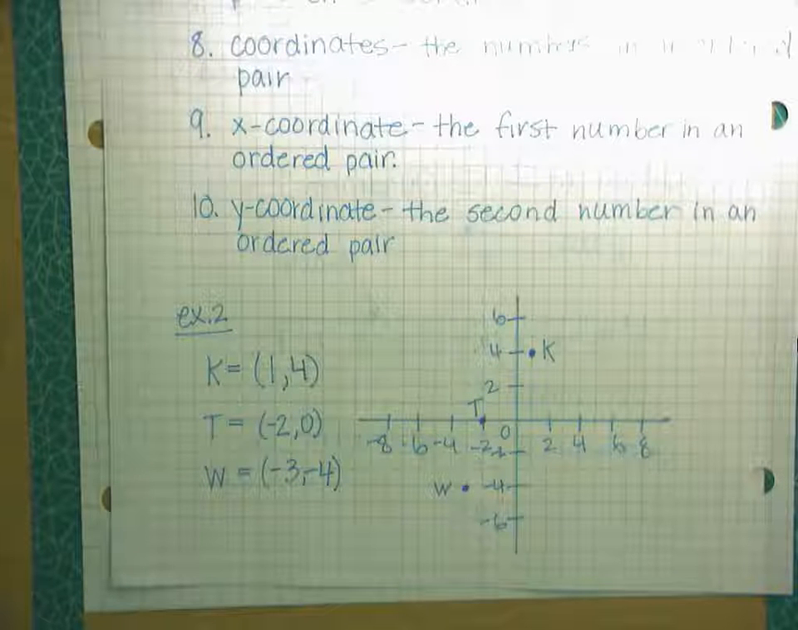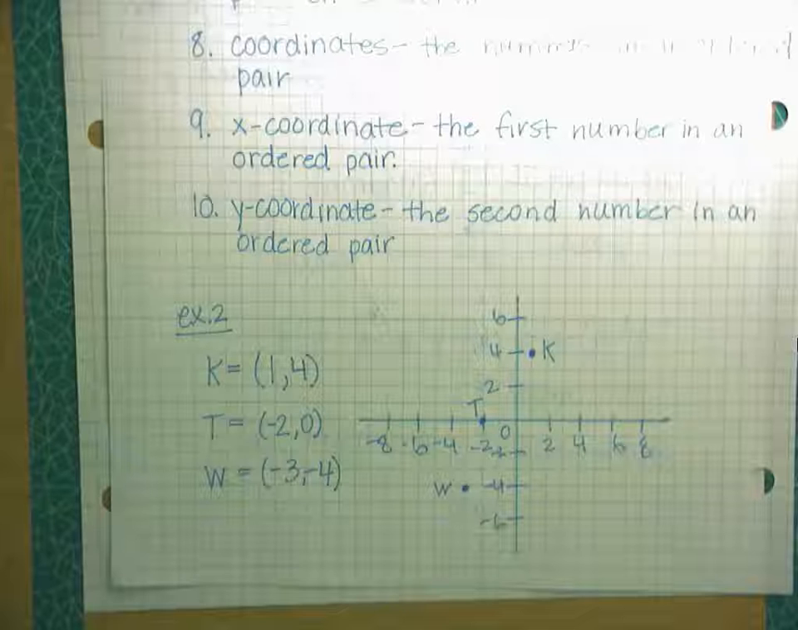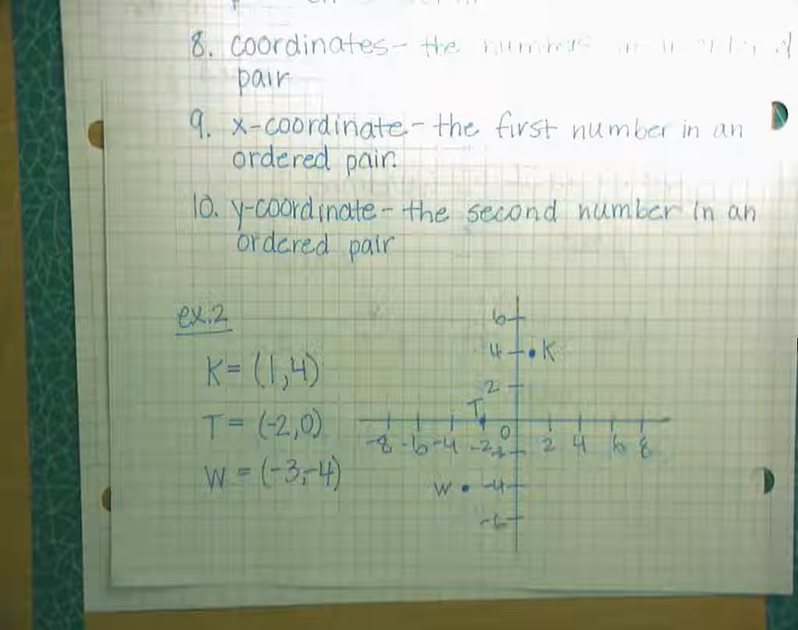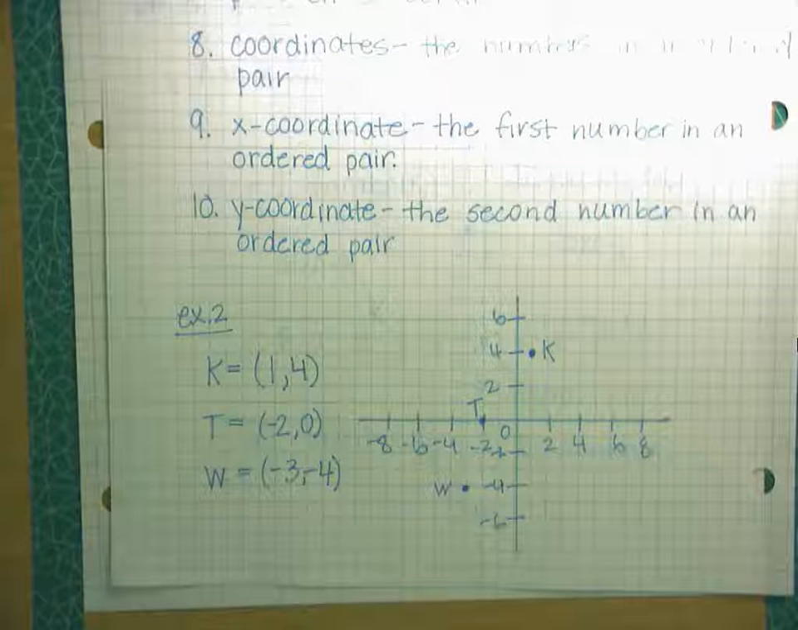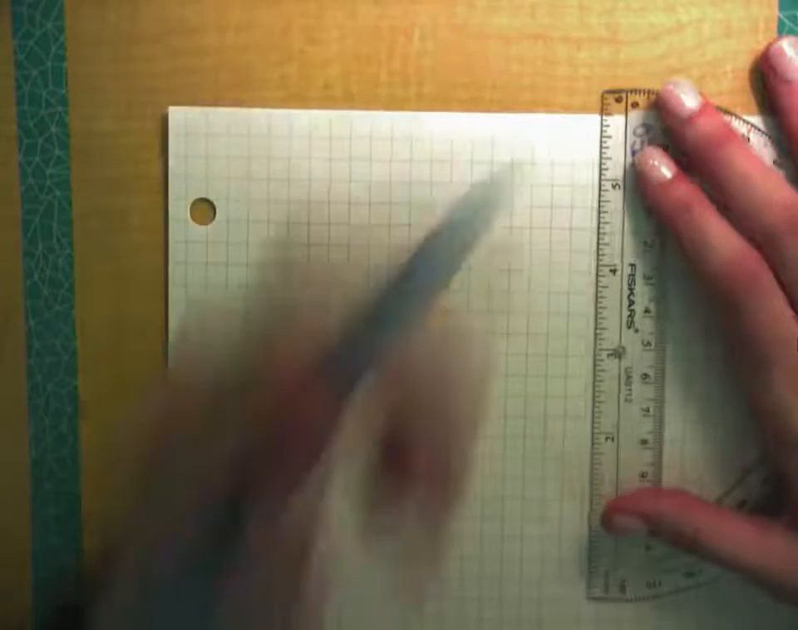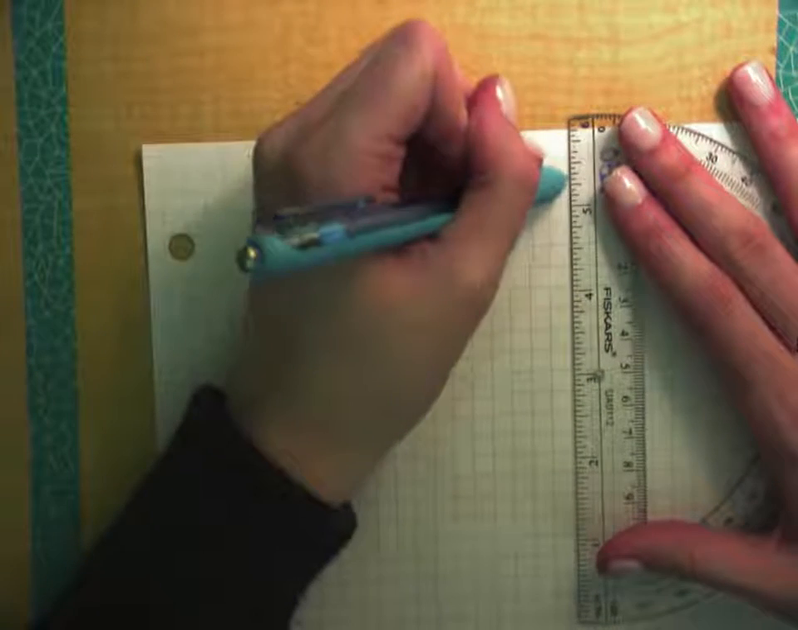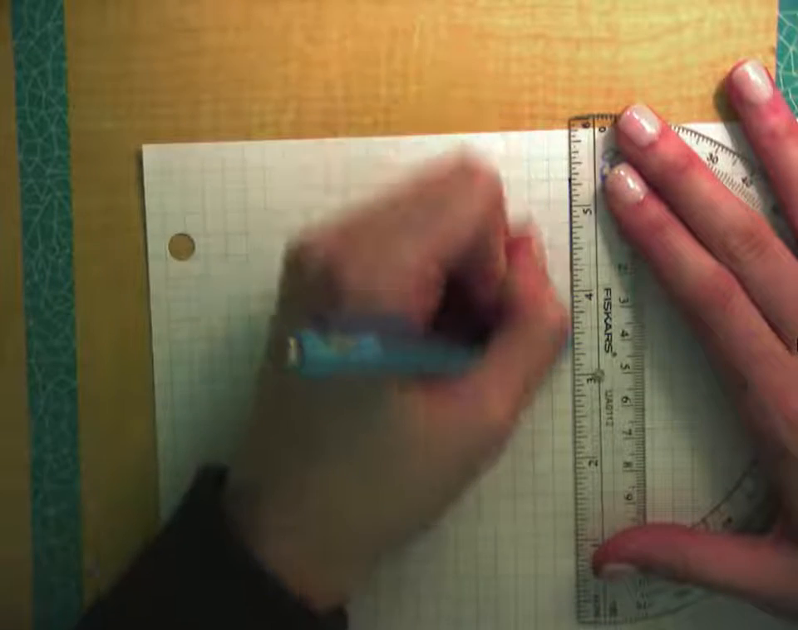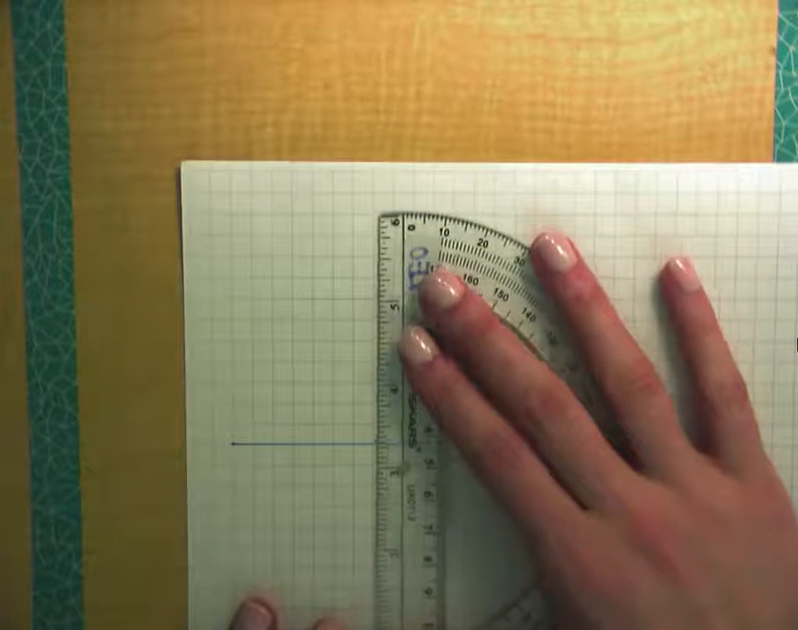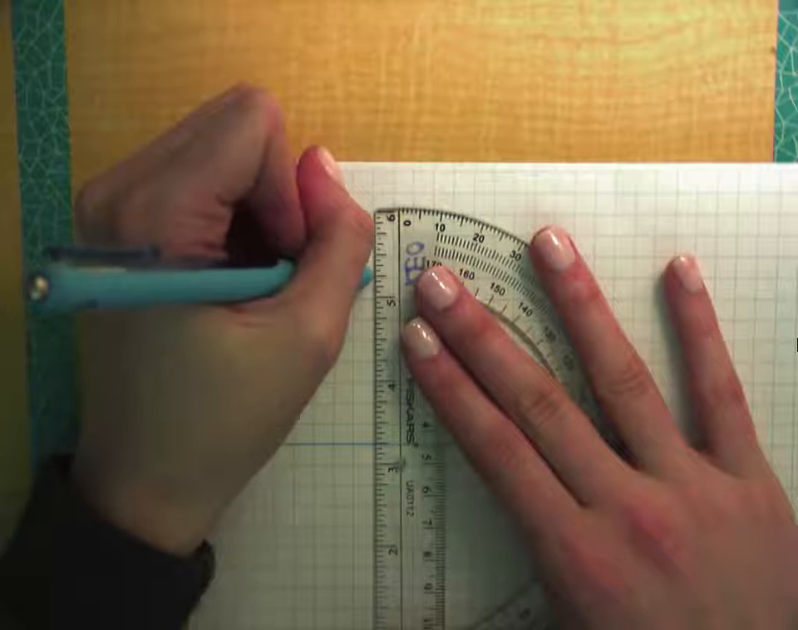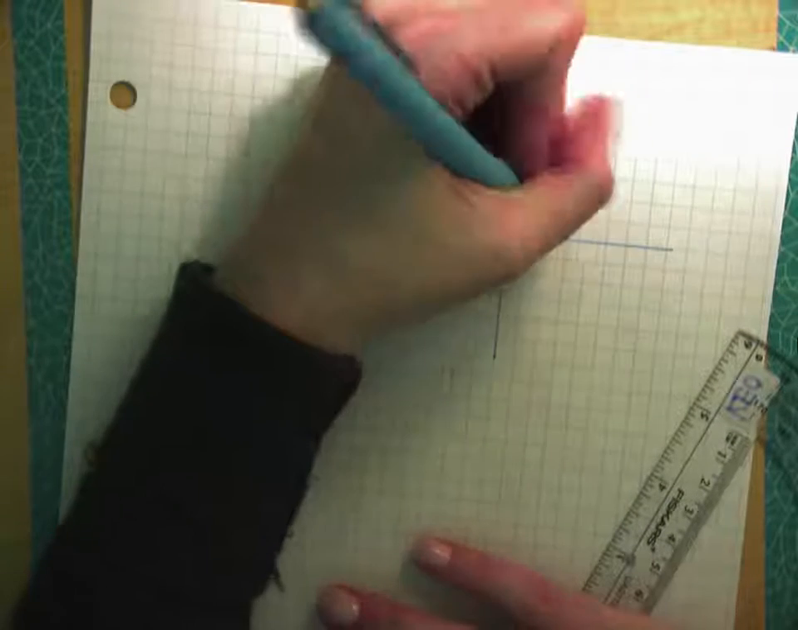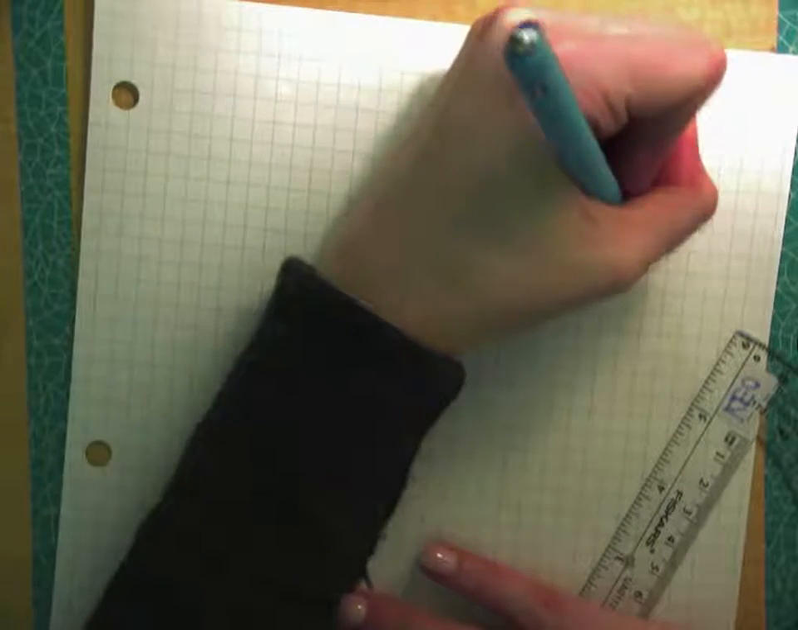Right, so we've looked at telling which quadrant points are in. We've looked at giving the coordinates for points that are already graphed. And the last thing that we're going to do is we're going to look at actually graphing 3 points with the coordinates given to us. Okay, so this will be our last coordinate plane that we're going to draw and graph.